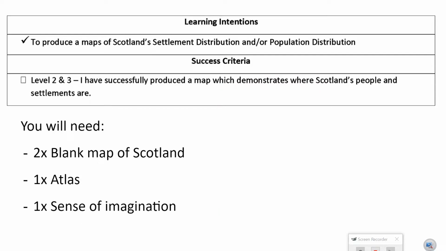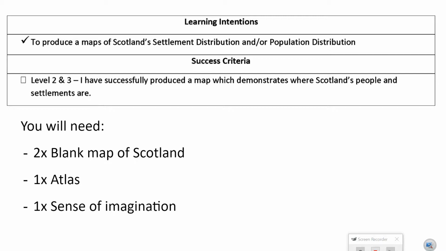Right, what we're learning about today. The idea is we produce a couple of maps, and it lets us see the distribution of something. So the spread of something, like where cities or settlements are around Scotland, and how people are spread out as well, or how the population, the total number of people in a place, is spread out.